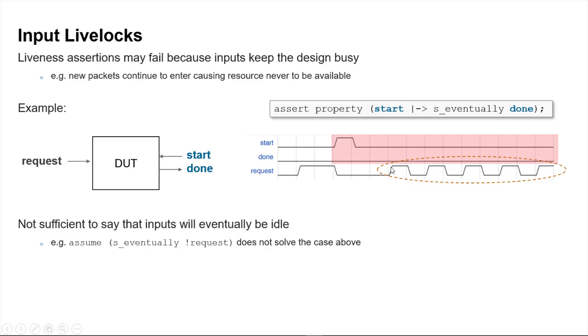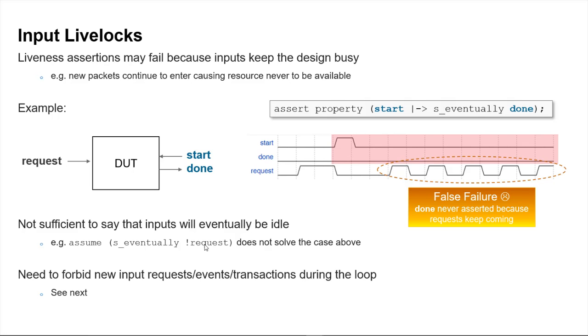But this doesn't solve that case, because as you notice here the request is going up and down. So we're satisfying this property. This property is satisfied if I have not request here, and so on. And yet I still keep the design busy so it can't issue a done. So that's a false failure. It's not necessarily something wrong with the design, it's just we haven't described the problem correctly, because this assumption isn't correct. We haven't done what we intended, which is to stop requests forever.